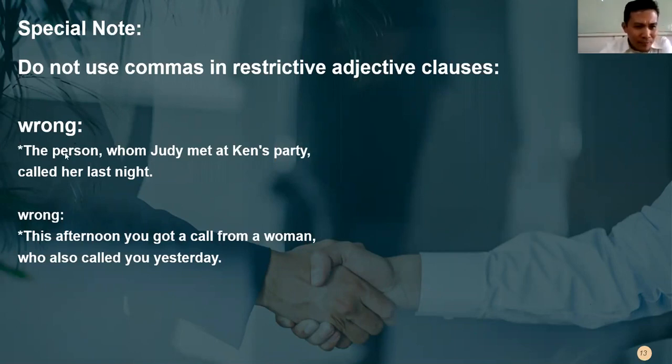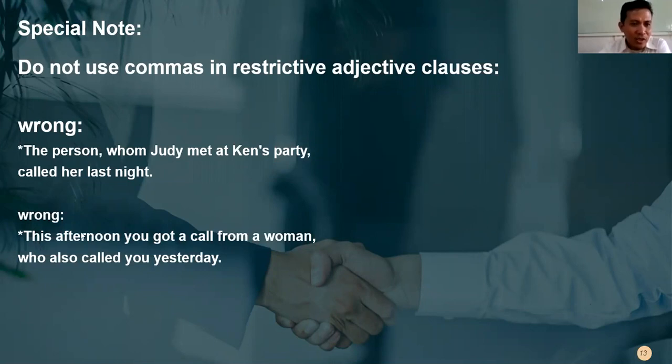Because we can't understand the sentence without it. We still wonder, who is the person? It's still general. The person whom Judy met at Ken's party called her, and then you understand who the person is. But when you say the person called her last night, who is the person? I'm still questioning. So, do you put a comma here or not? No, we don't need a comma. That's why this sentence is wrong. We don't need a comma here, and also we don't need a comma here.